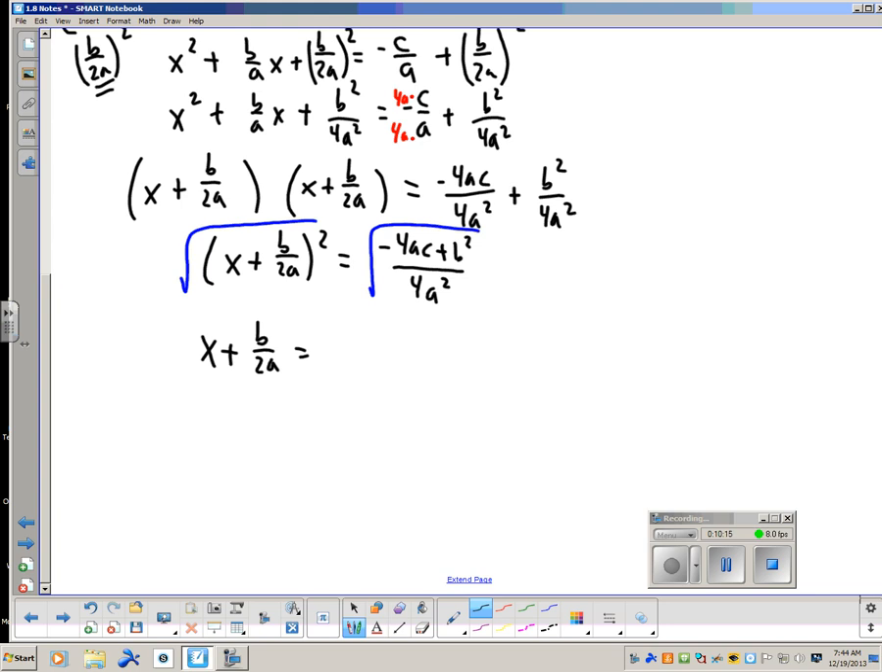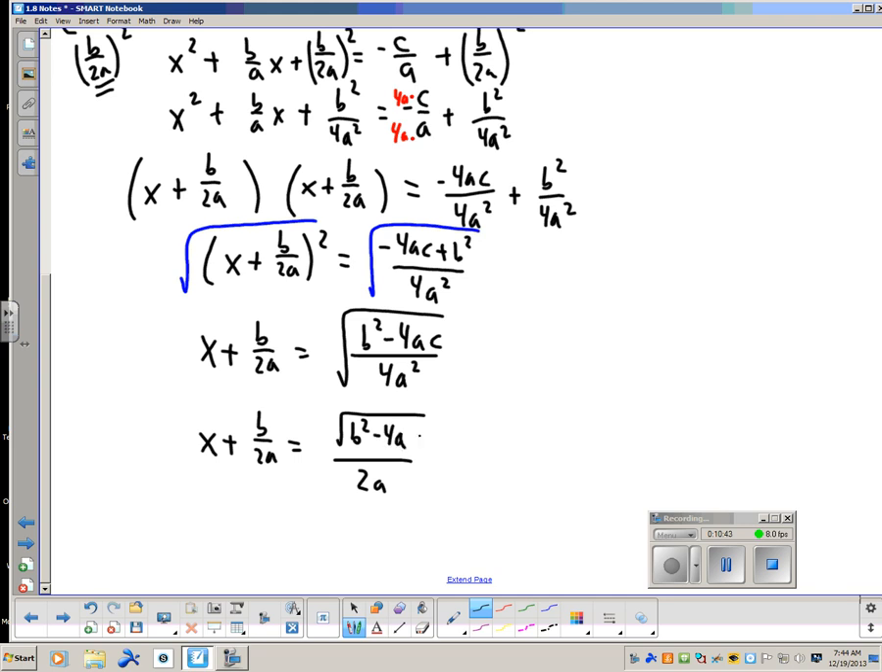Over on the right-hand side, I can start to clean that up. I'm going to reverse that numerator there. I'm going to say b squared minus 4ac all over 4a squared. I'm going to keep cleaning up that right-hand side. I can take the square root of the denominator, 4a squared. If I take the square root of that, I get 2a. And then the numerator I can leave as the square root of b squared minus 4ac.